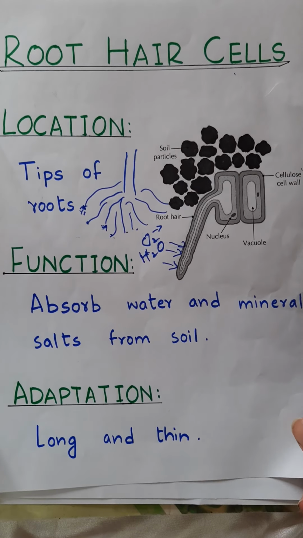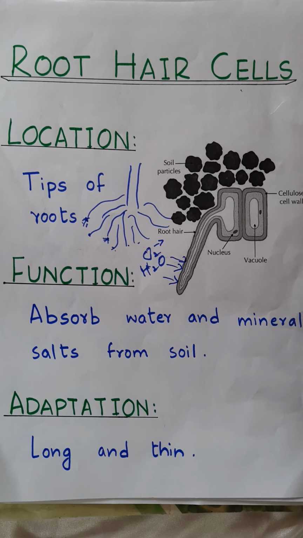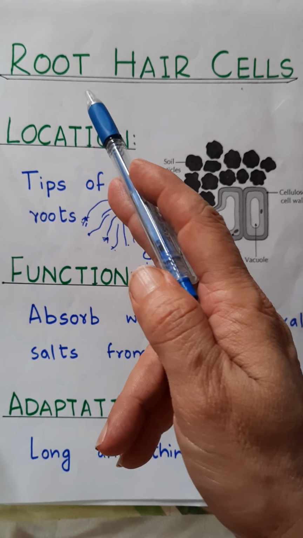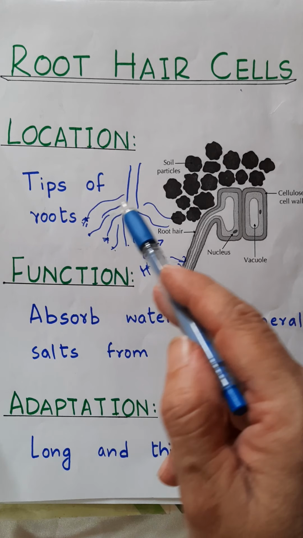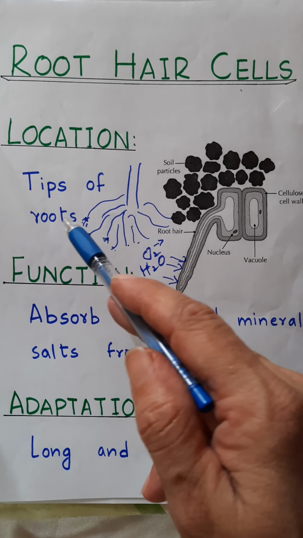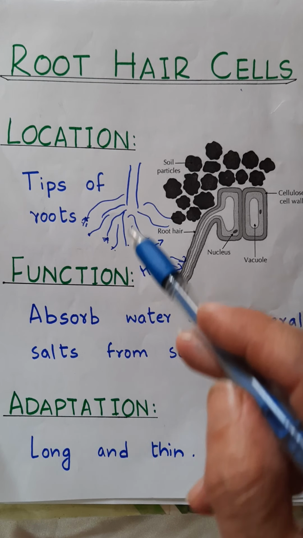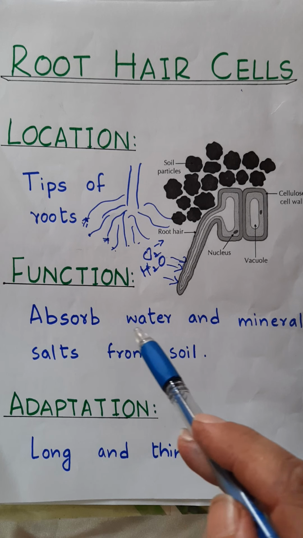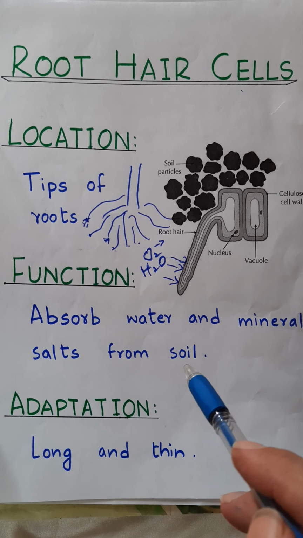Now comes the root hair cells. The name shows where they are present. Obviously they are present in the roots. But where in the roots? They are present in the tips of the roots. These are the roots and these are the tips. They are usually microscopic. What is their function? Their function is to absorb water and mineral salts from the soil.